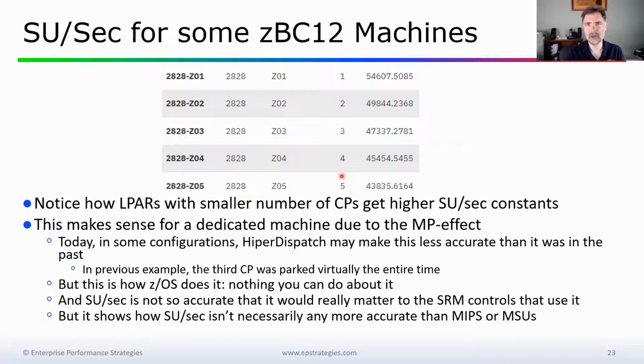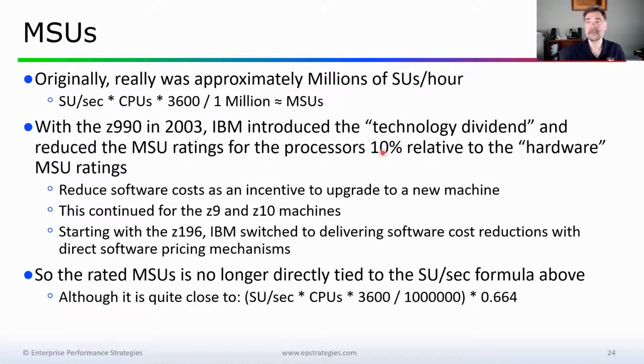I actually am kind of annoyed that they take them out to 4 decimal places, because it implies a precision that's really not there, or an accuracy that's really not there. Okay, now the next major one is MSUs, which stands for millions of service units, and really stands for millions of service units per hour, and originally really was take that service units per second constant, multiply it by the number of CPUs, multiply it by 3,600 seconds in an hour. That's a big number, so divide it by a million, and you get something called MSUs.